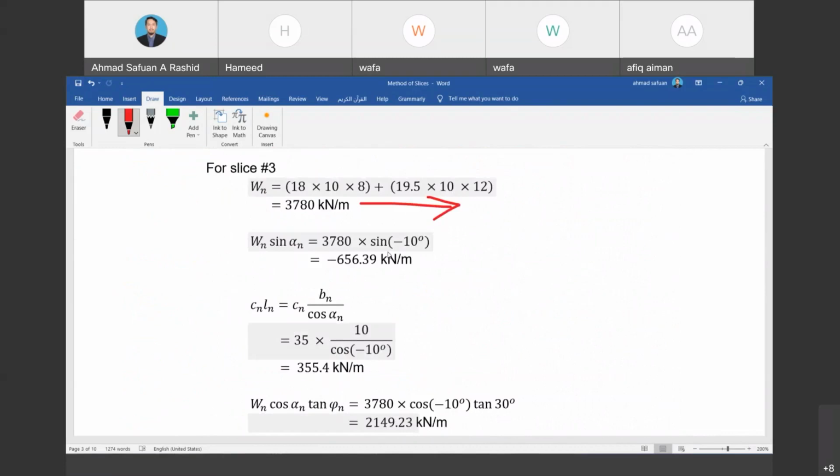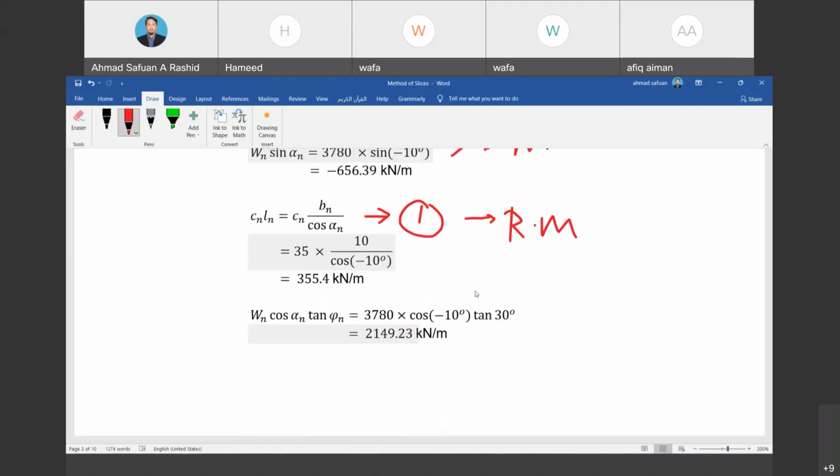Now for the W sin alpha, which is for the driving moment. The author discusses the driving moment first because it is a straightforward calculation. The next is to solve the first part of the resisting moment, using the equation C times B over cos alpha. Then the author obtained 355.4.